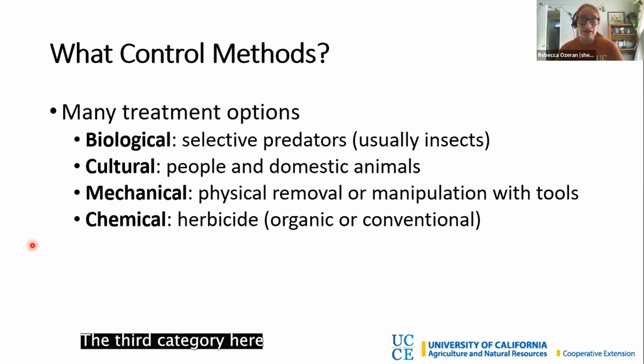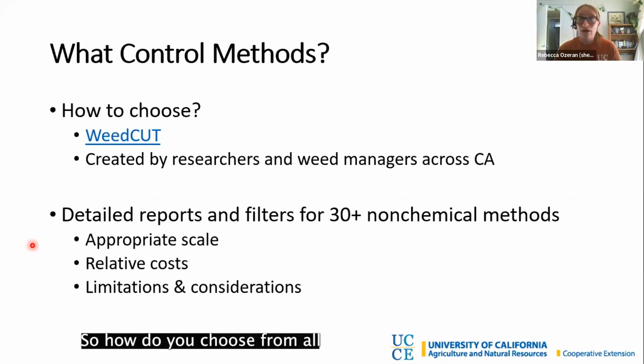The third category here is mechanical treatments. This includes the physical removal or manipulation of a plant with a tool. And then lastly is the chemical options. Davey shared several of those with us today, and that is herbicides. I do want to point out that a chemical treatment could be organic or conventional, but they're both considered herbicides. So how do you choose from all of these options?